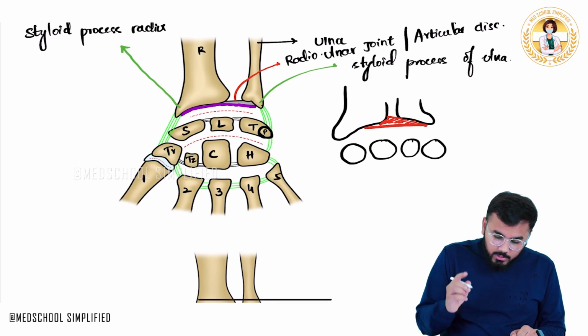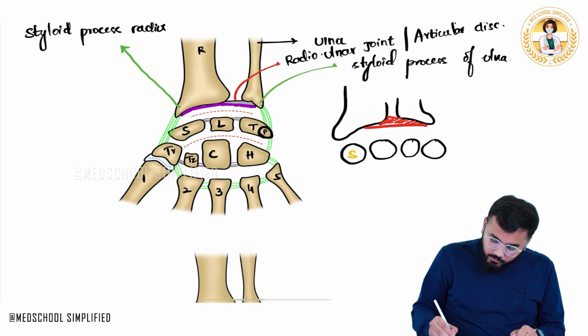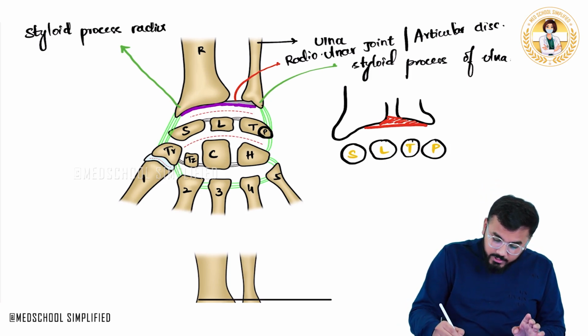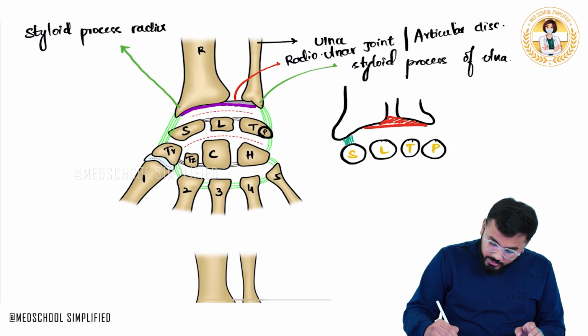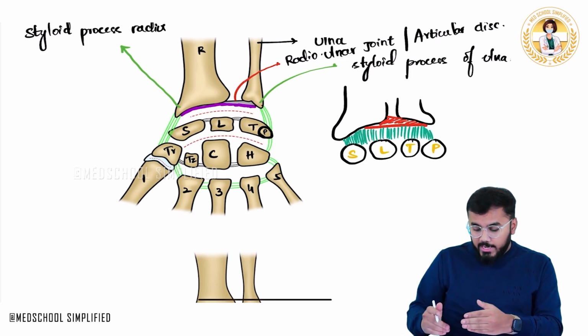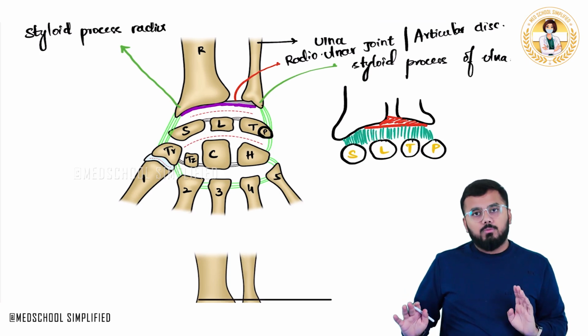Okay, what are these proximal row carpals once again? So scaphoid, we have got lunate, trapezium as well as triquetrum as well as pisiform bone. So this is the wrist joint. Wrist joint is formed between the distal end of the radius and the articular disc. Distal end of the radius and the articular disc are joining with the carpals on the proximal row.